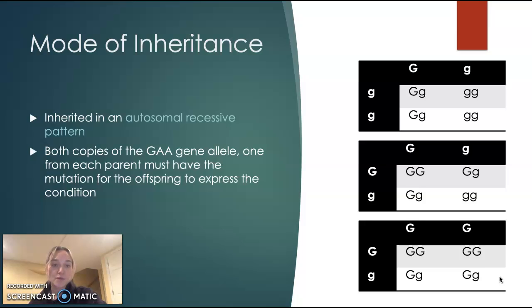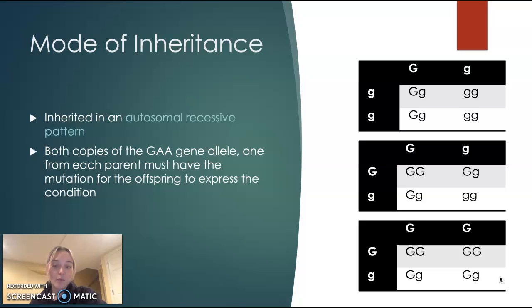The first one shows one parent who is afflicted with the condition and one parent who is a carrier. In this situation, 50% of their offspring have the potential to be carriers, and 50% will be afflicted with the condition. Next, we have another Punnett square showing two parents who are both carriers for the condition. In this situation, there's a 25% chance that the child will be afflicted with Pompe disease and a 50% chance that they will be carriers.